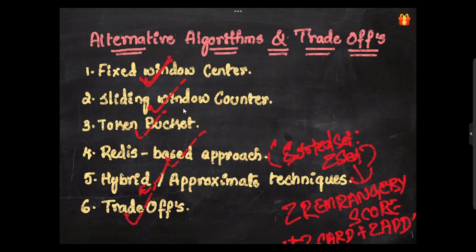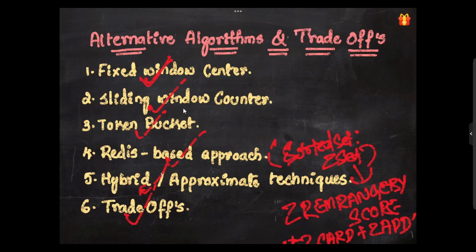So finally, let's go with the trade-off summary. Let's discuss three things here. One is accuracy versus memory, another one is single node versus distributed, and the final one is simplicity versus features. So first one is accuracy versus memory.